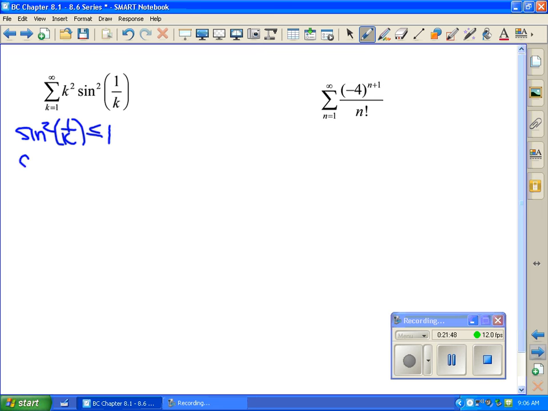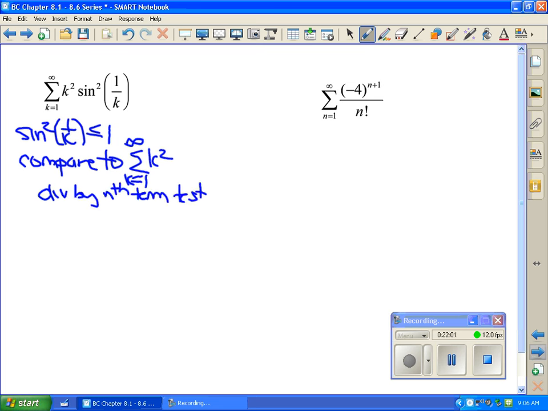We could say compare to the series k equals 1 to infinity of k squared, which diverges by nth term test. But if I look at my inequality, I know that k squared sine squared of 1 over k is less than or equal to k squared, because sine squared is less than 1. But again, if the larger series diverges, meaning it goes to infinity, that doesn't necessarily mean a smaller series converges. It could still actually equal a number. So as a result, you can't do direct comparison because it's inconclusive.